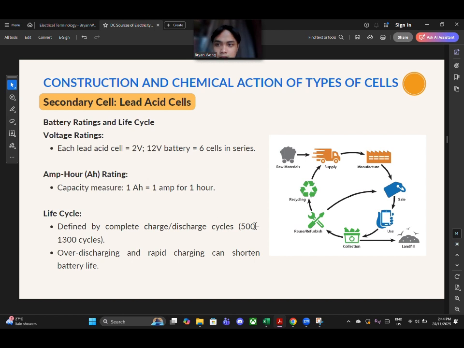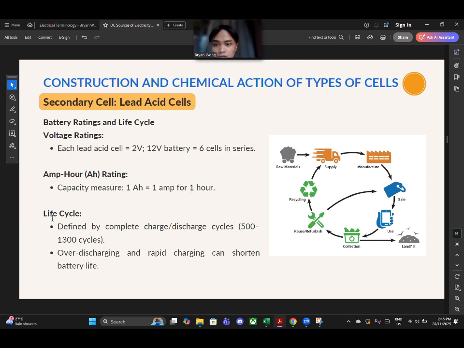Next, how about the battery ratings and life cycle of lead acid cells? The voltage rating states that each lead acid cell has 2 volts. A 12-volt battery contains 6 cells in series. In a lead acid battery the cells are always in series. How about the amp-hour rating? The capacity is measured in amp-hours, 1 amp for 1 hour.